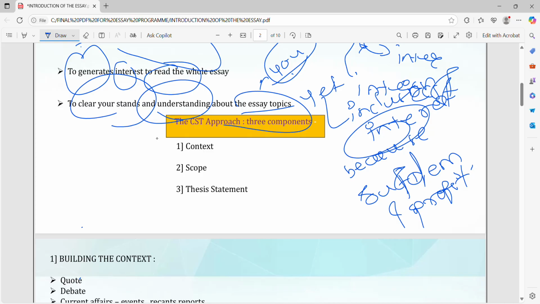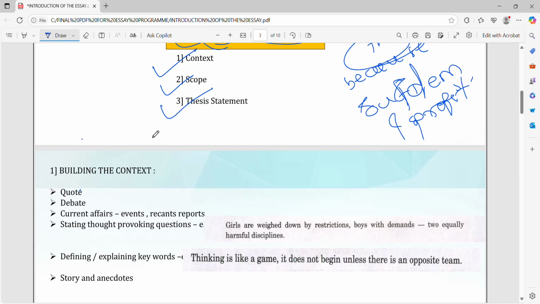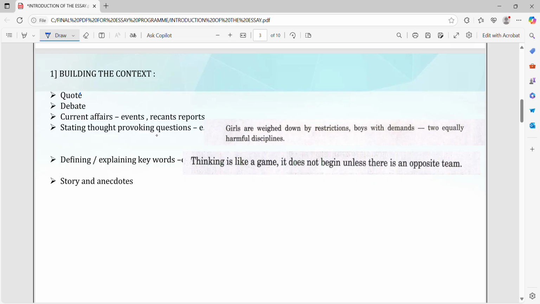So look at it in detail. What is the CST approach for introduction? Firstly context, secondly scope, and thirdly thesis. So building context: how do we build the context? By using a quote, by using a debate or dialogue. Let's discuss them one by one.